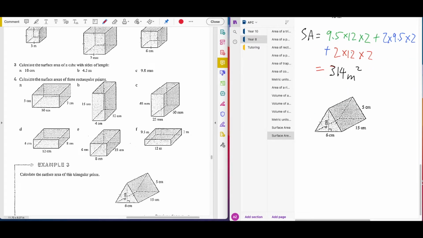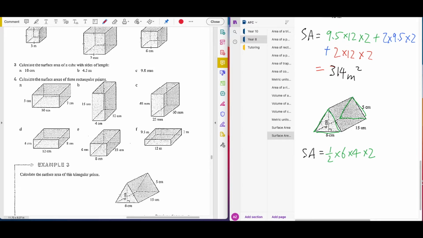Alright, so we can just say SA is equal to, now it doesn't matter which face you pick, but make sure you pick all the faces that are equal. For this one, we know that there's going to be 2 triangles, right? So I'm just going to do the areas of the 2 triangles first. What's the area of the 2 triangles? Well, the area of a triangle is half times the base, which is 6, times the height, which is 4. And because there are 2 triangles, we can multiply this by 2, because there's going to be the front triangle and the back triangle.